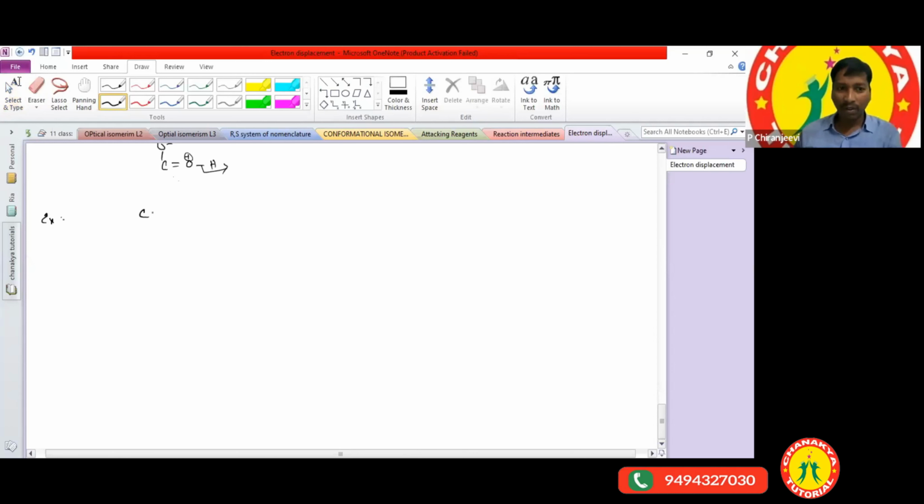For example, CH3-OH and CH3-CH2-OH. If we compare these two, methanol and ethanol, which one is the more acidic?